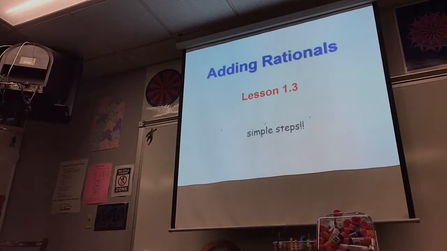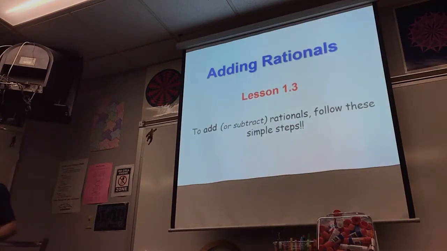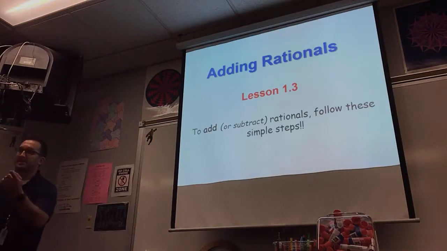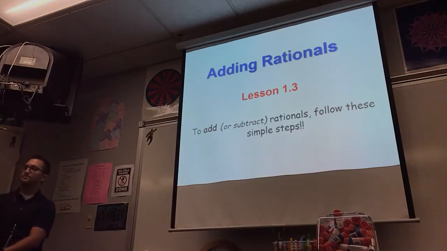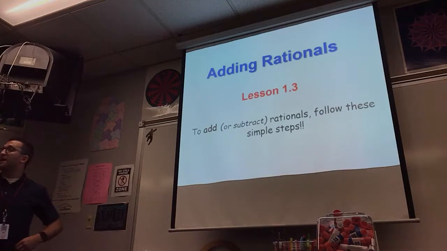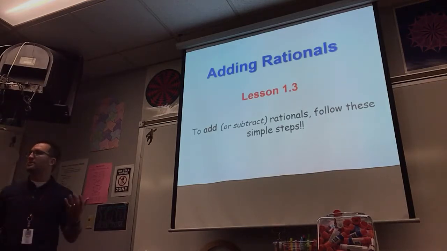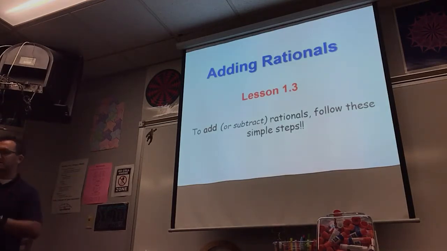So with adding rationals, to add or subtract, we'll subtract tomorrow. To add rationals, remember what a rational number is? This is what we did day one, first notes. Rational numbers are numbers that can be expressed as a fraction of two integers. Good. Can be written as a fraction. So rationals are working with fractions and decimals.